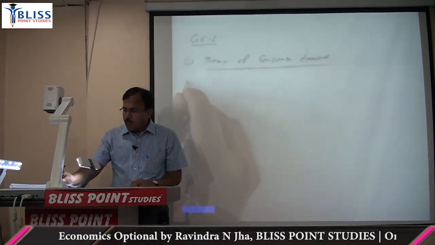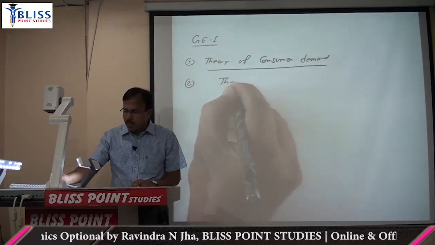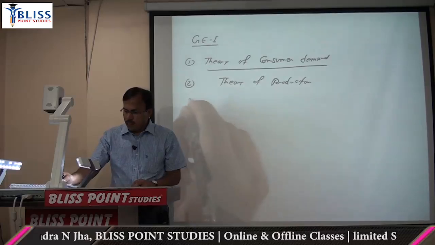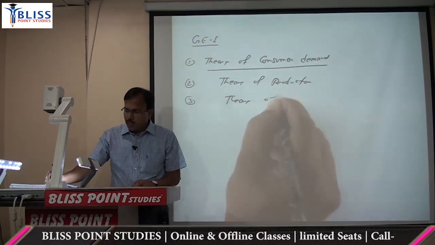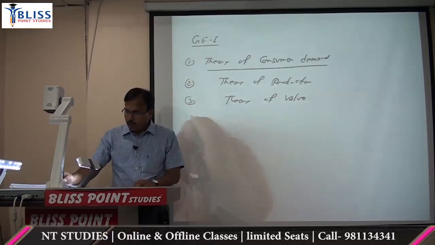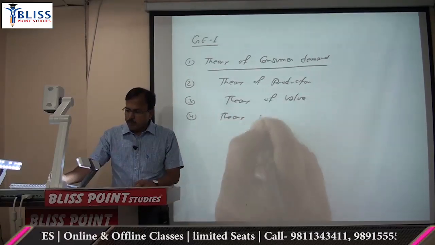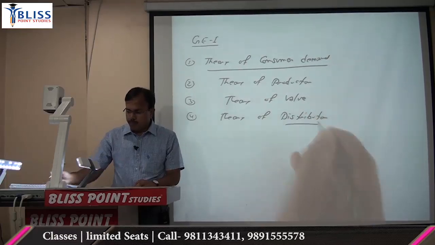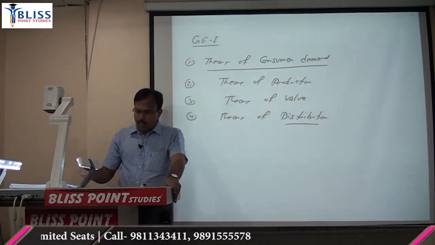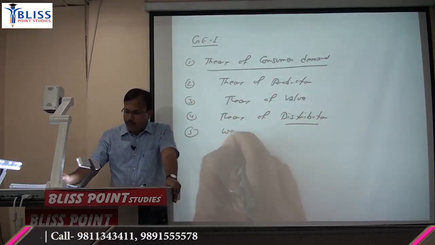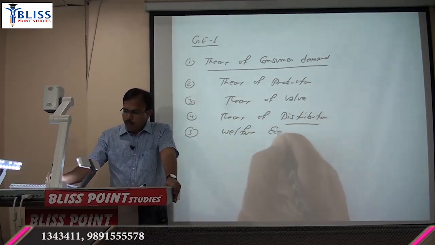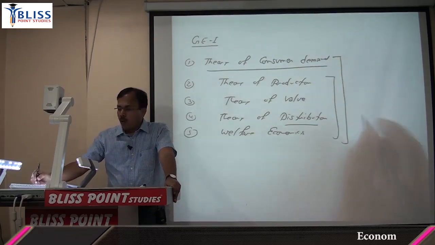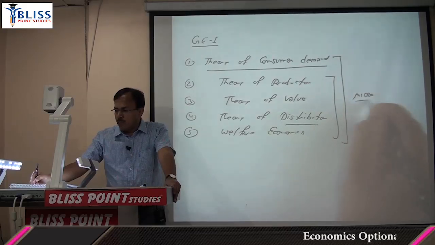One part will be theory of consumer demand, second is basically theory of production, third is theory of value, fourth will be theory of distribution, and then fifth is welfare economics. You can say all are part of micro. It is mainly micro in nature.